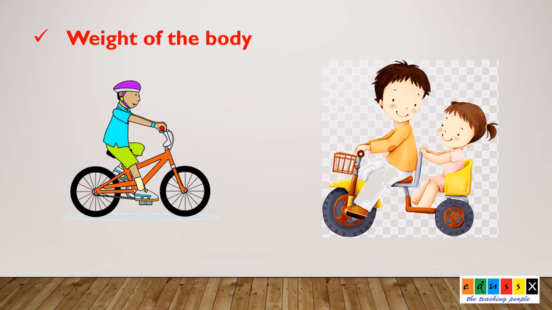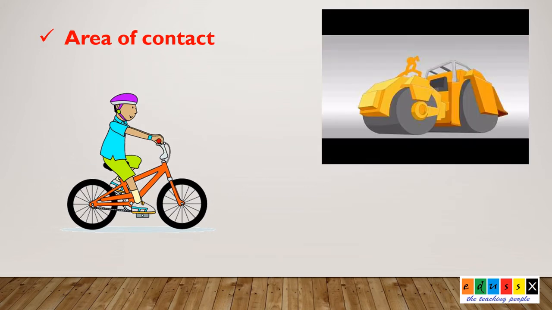Second point is the weight of the body. It is easy to pedal your cycle without any load on your carrier. But when a load is placed on your carrier, it is very difficult and it doesn't move easily. So what can we say? As the friction between the tire and road increases, it makes it difficult to move the pedal of the cycle. Third one is the area of contact.